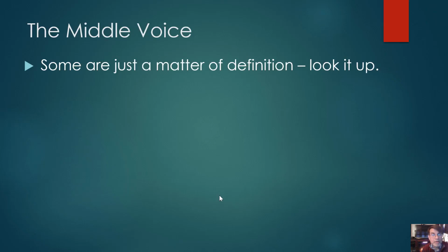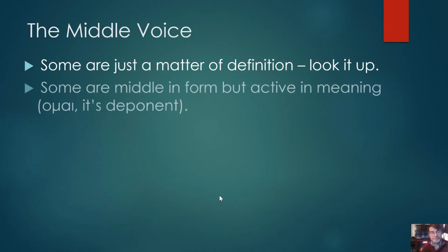Who knew? I don't know what the secret is. Maybe there's a history here to be sure, but I'm sure the Greeks didn't think about it. They just knew that when they used archomai in the middle voice, it meant begin instead of rule. They knew it deep down in their bones. So some middle voices are just a matter of looking it up in the dictionary, and the dictionary will say this means such and such when it's in the middle.